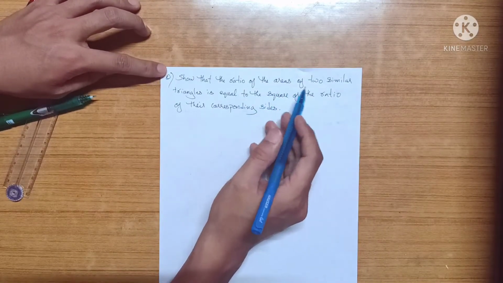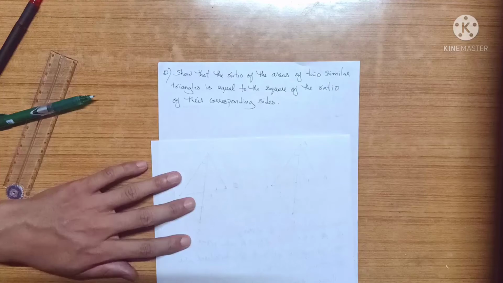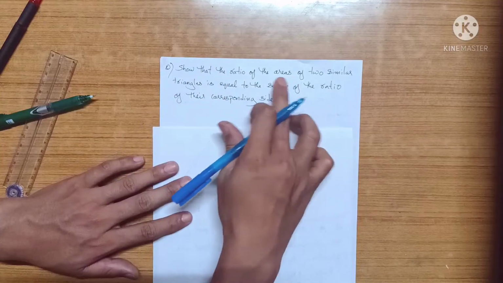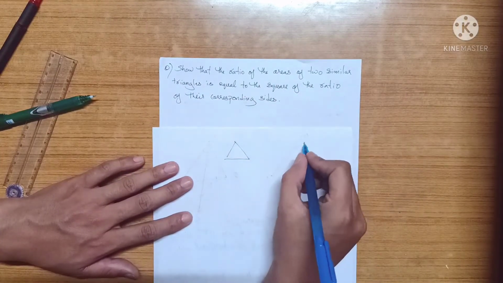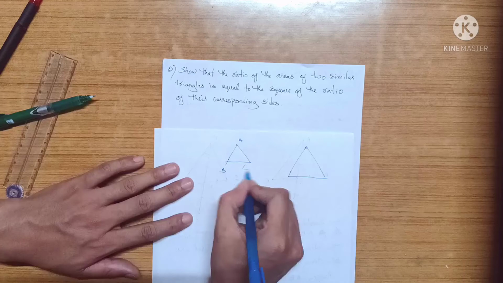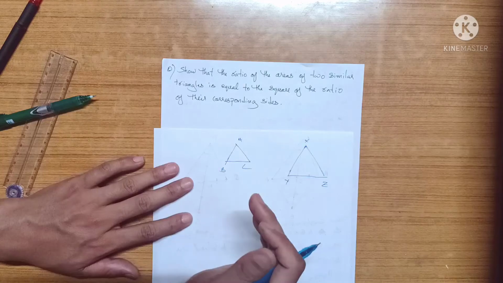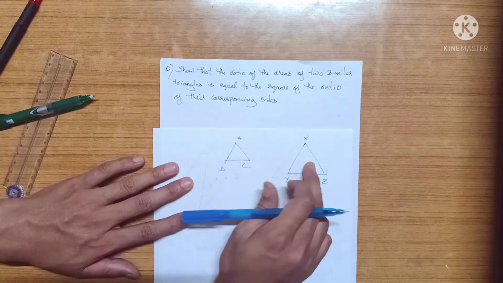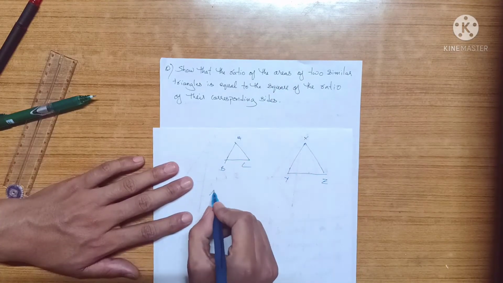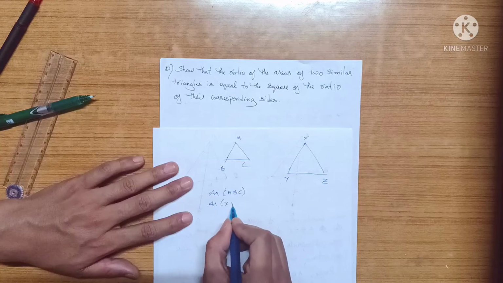Show that the ratio of areas of two similar triangles is equal to the squares of the ratio of their corresponding sides. So let's see what the question is asking us to do. They're saying show that the ratio of areas of two similar triangles. So there are two similar triangles, right? Let's assume it's ABC and then XYZ. What the question is saying is that if these two triangles are similar, then the areas of these two, area of triangle ABC and area of triangle XYZ.